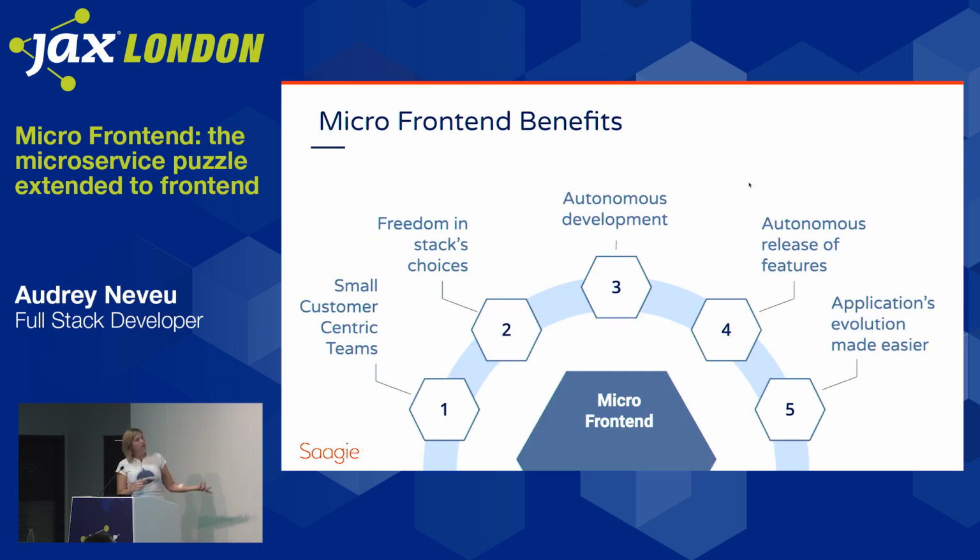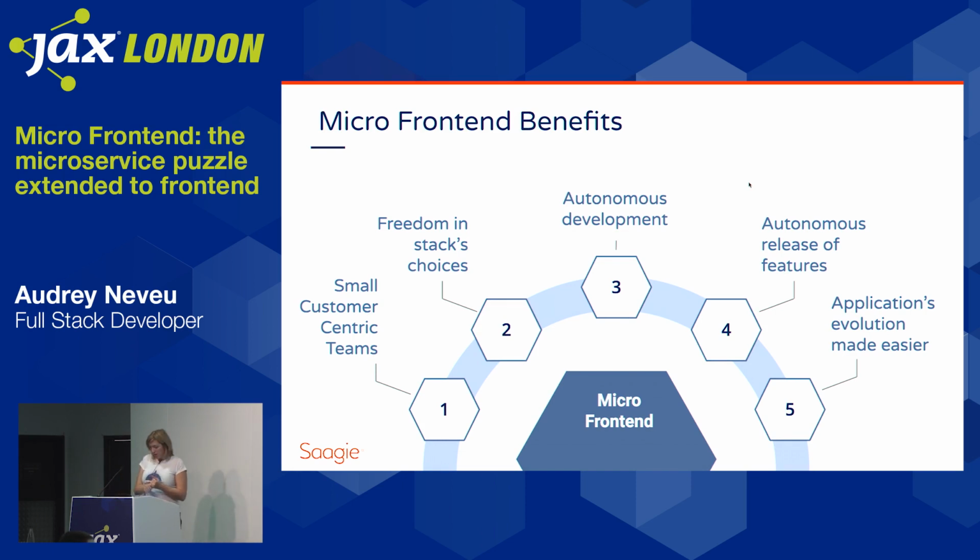So we're keeping the benefit of having small teams, except that this time they are customer-focused teams, which is even better. We are keeping the freedom in our stack choices, but now extended to front-end development, which is quite a big thing. Your team will be more autonomous in their development because if something is broken on the search part of the product, it has no impact on the product team and on the checkout team. They can simply continue their own way because their component is not related to theirs.